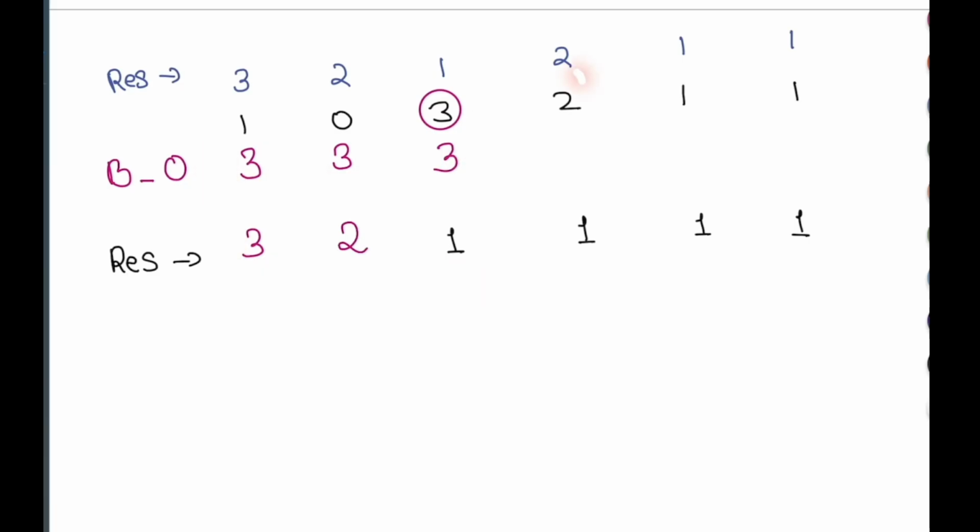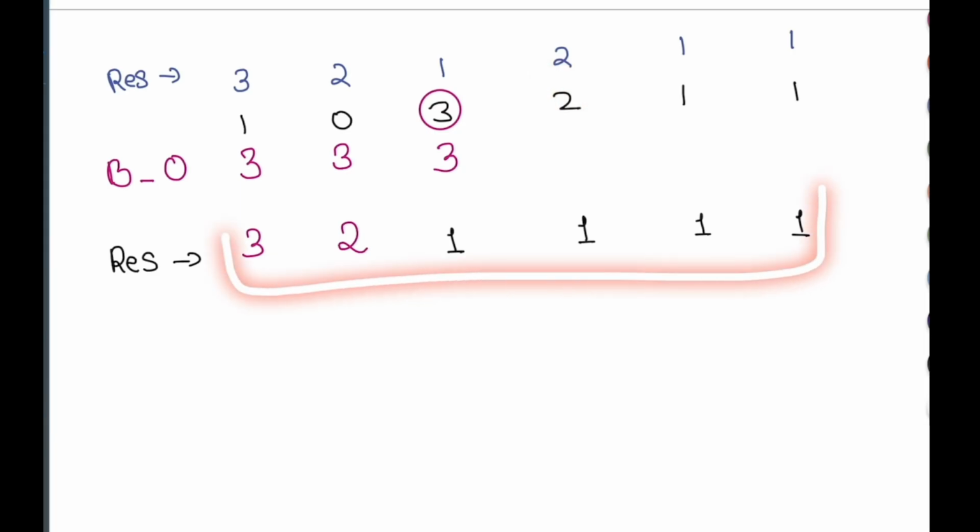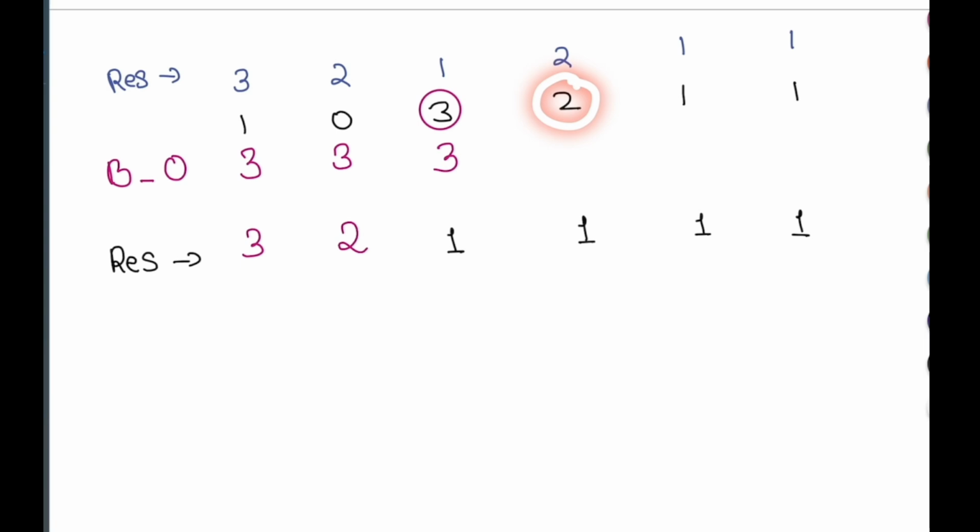Now the next element we see is 2, right? Before I move on to this 2, you will notice that we are now starting to create the result 3, 2, 1, 3, 2, 1, right? Now the next element is 2. The moment I see the next element, what we understand from here is what is the bitwise OR of this 2 and 3.